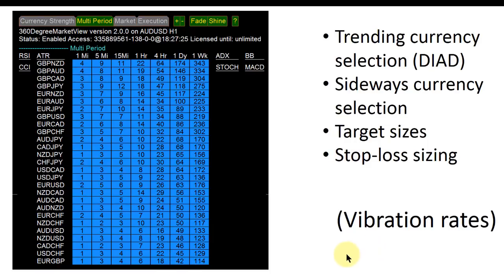Now I affectionately call this my vibration rate of a currency because it shows you how much it vibrates on a daily basis or on a 4-hour basis. You can get an idea of that type of thing.